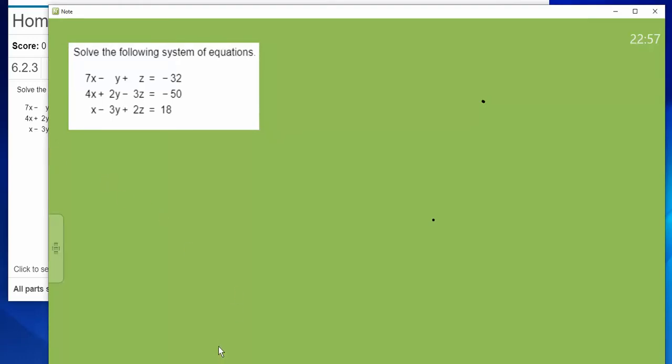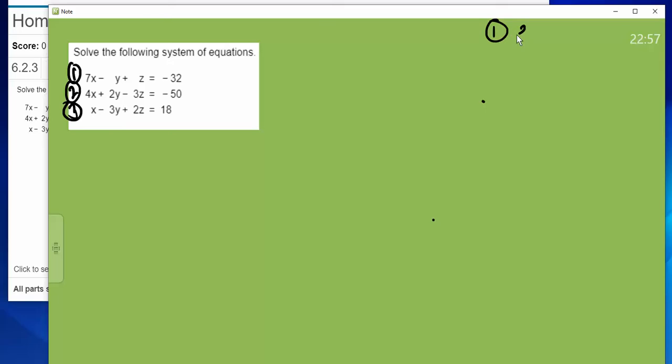6.2.3, solve this following system of equations. So again, I like to label the equations 1, 2, 3, and I'm going to eliminate. So again, I have to take equation 1, 2, and 3.